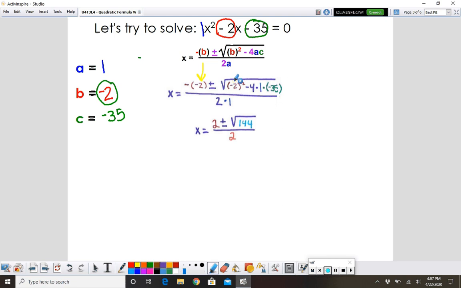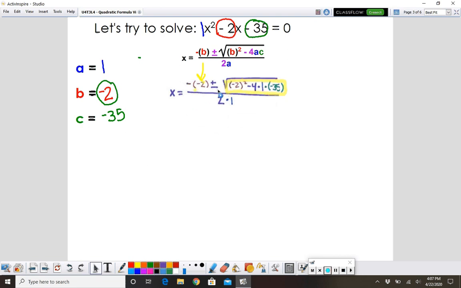And what I want you to do first is multiply everything that's under the square root symbol. But don't take the square root yet. Use your calculator, and you're going to multiply negative 2 squared minus 4 times 1 times negative 35. Okay, and when you do that, what you're going to get looks like this.